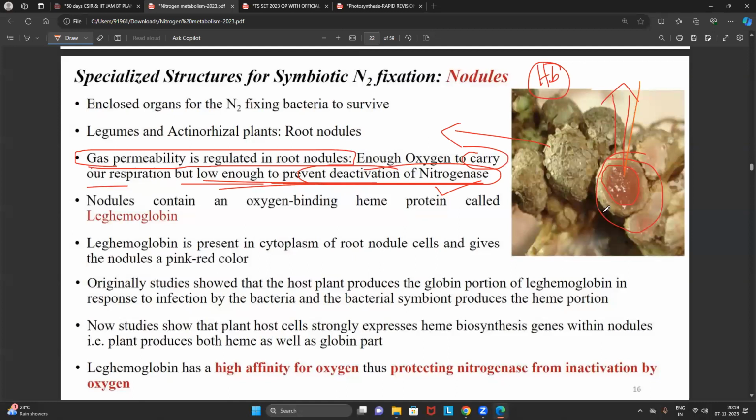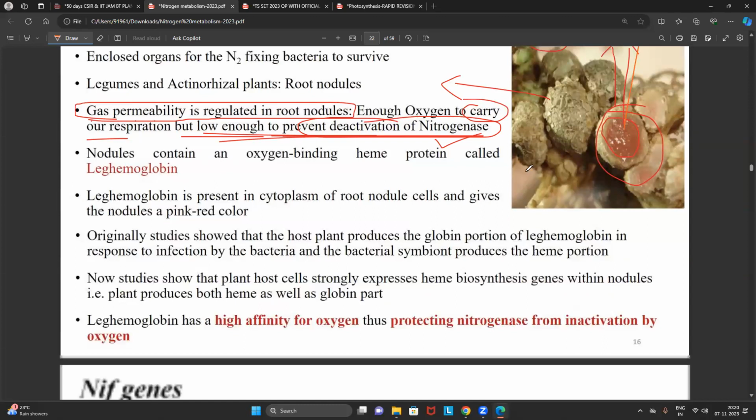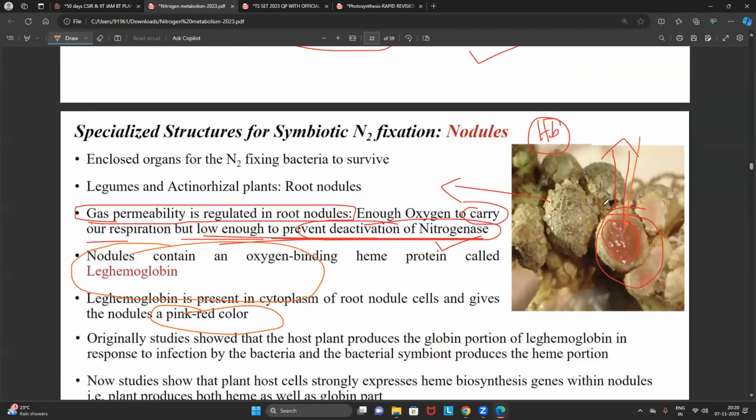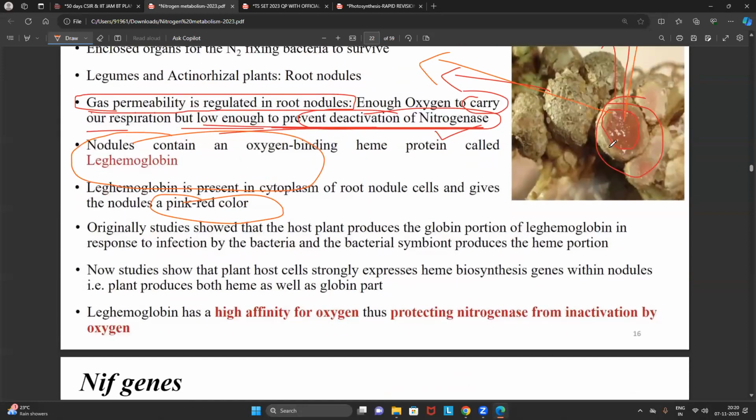Because, friends, it is present in the infected cells. It is not present in the healthy cells. Since it is present in the infected cells, the leg hemoglobin will get a pink-red color, but mostly it is light pinkish in color only. Now what is the ultimate goal of this leg hemoglobin? What is the ultimate goal?